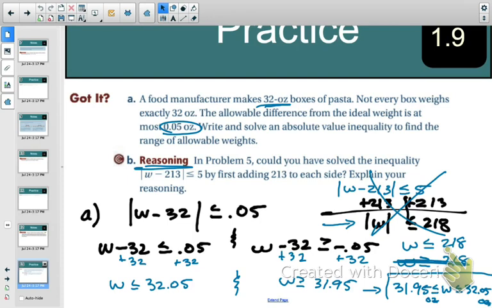You have to first set up the 2 equations and then add 213, because when you set up the next one, it makes that part negative and then it fixes the stuff that we just did there. Okay, so make sure, before you get rid of the stuff inside the absolute value, you have set up 2 equations. All right, so that finishes chapter 1.